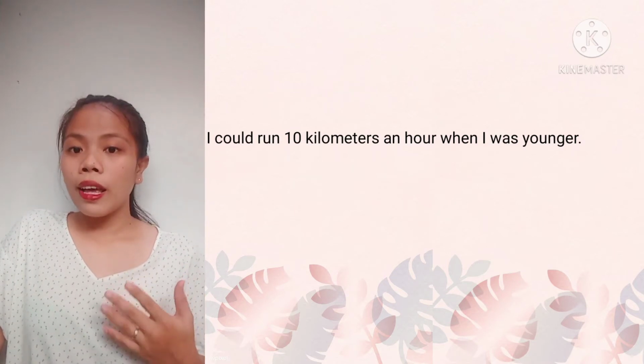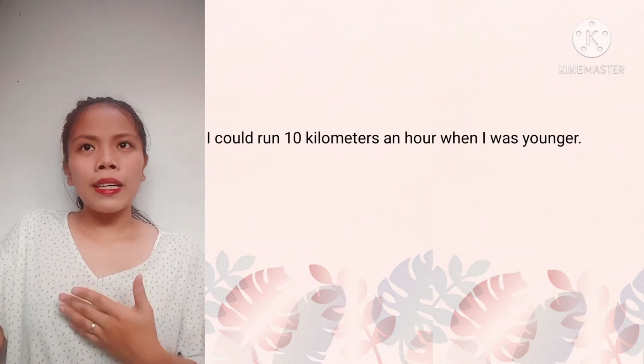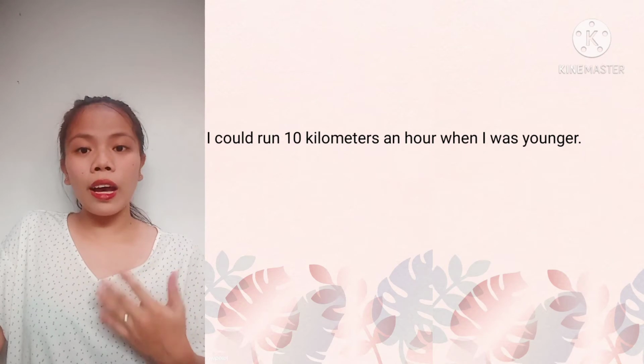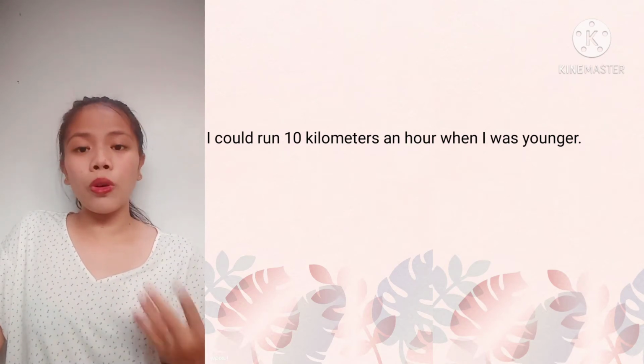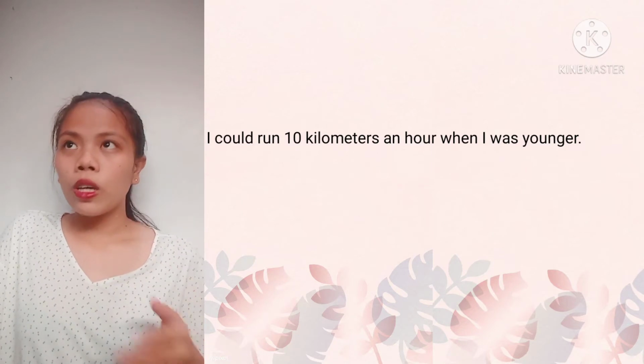I could run when I was younger. That means maybe in the past I could run, but today I could not because maybe I'm old. Just always remember that can and could are used when we are talking about the ability of a person, and can is the present tense while could is the past tense.